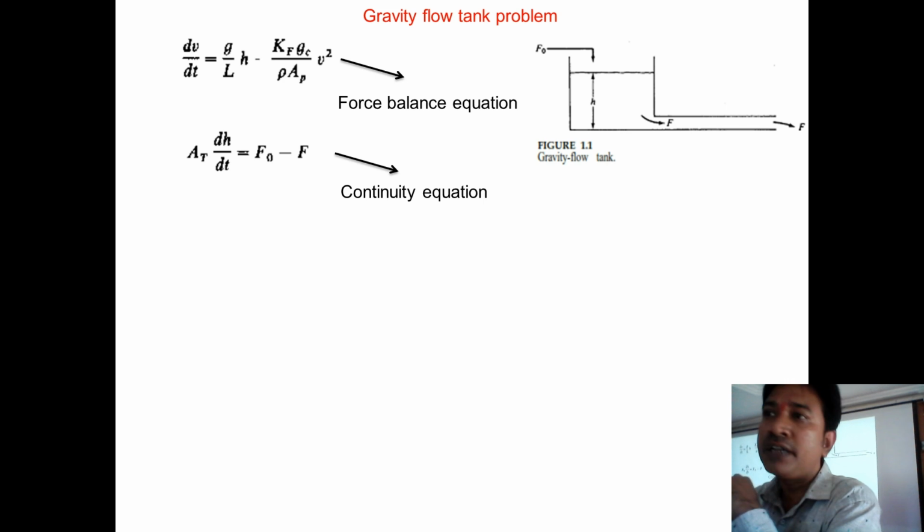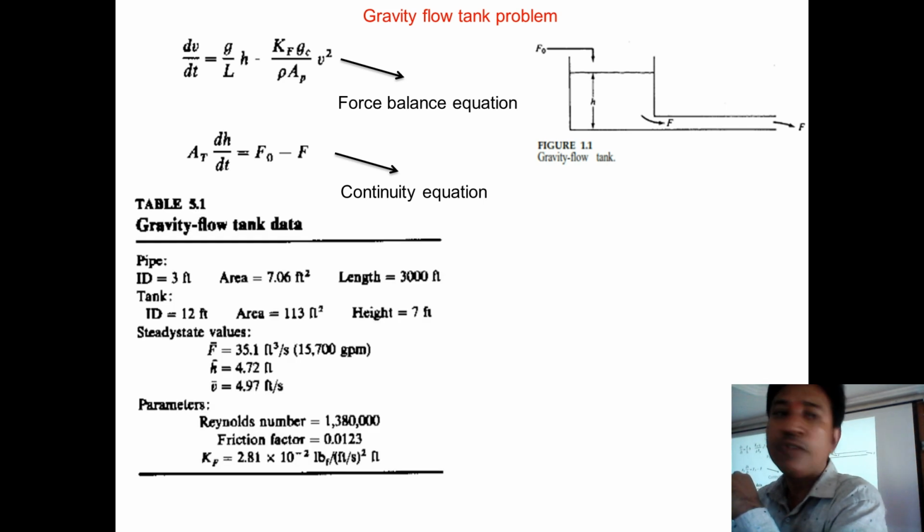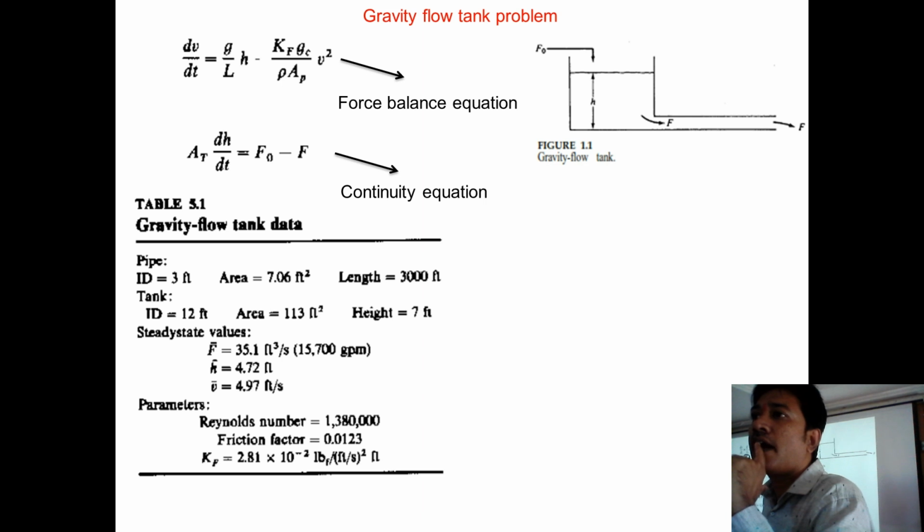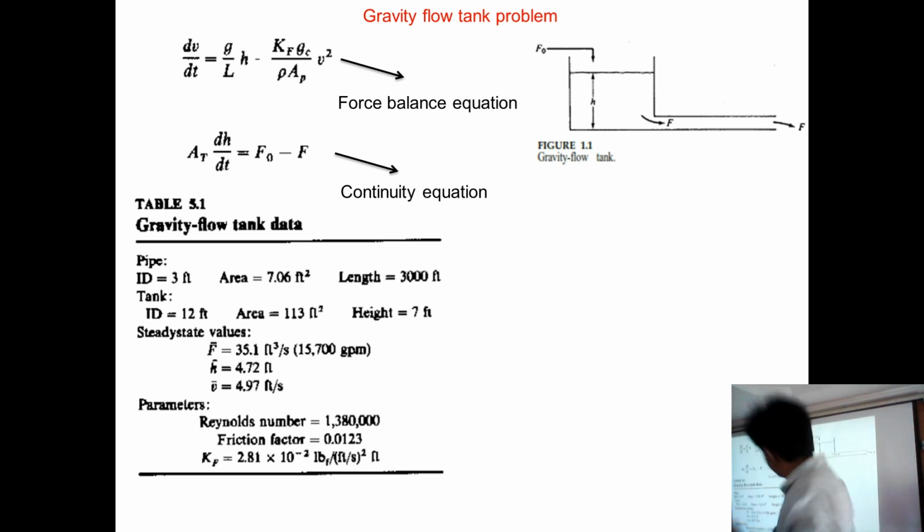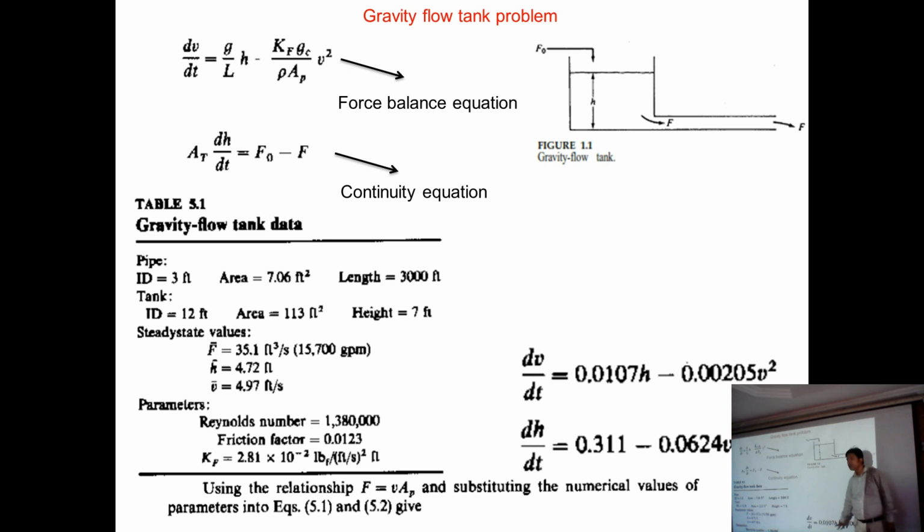So if you open Luyben, you might be given a Table 5.1. Data of ID, area, length, etc., steady state values. Why is this data given? You can substitute some of these data values in these equations to end up with two differential equations. These are the final two ODE equations after substituting the data values.